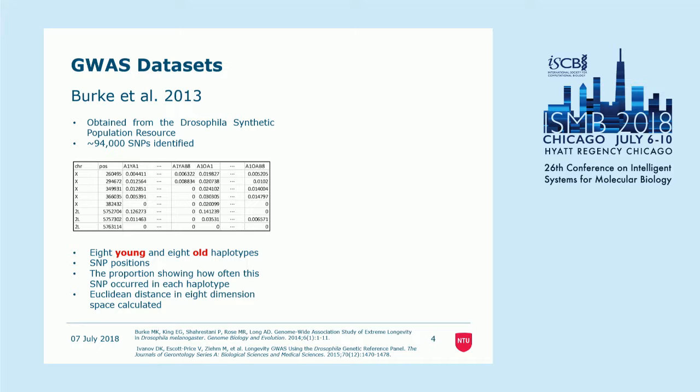And what I did here was calculated what I've referred to as a d-statistic. And this was the Euclidean distance for these SNPs in 8-dimension space.